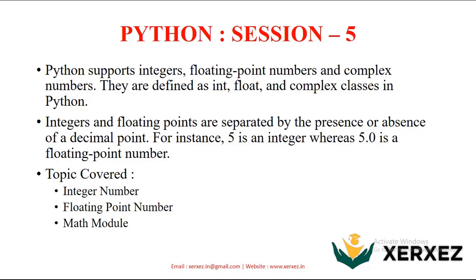Integers, let's talk about the fundamental concepts of data structure. Integers and floating points are separated by the presence or absence of decimal points. For instance, let us imagine, I've taken one simple example. Let's say 5. 5 is an integer, whereas if you mention 5.0, that will get converted into a floating point number.